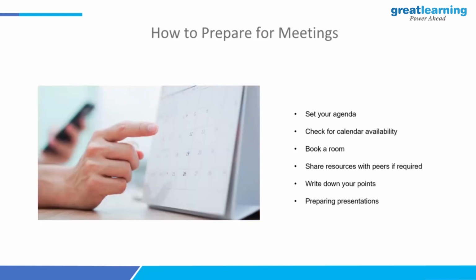Now let's get down to preparing for meetings. How do we prepare for meetings? You should always start by setting your agenda. Clearly define your meeting objective. Next, you should check for the calendar availability. Browse through your team's calendar and book them in advance. Book a room. Book a meeting room, especially required if you need to have a confidential meeting. Share resources with peers if required. Mail the reports and data that your team needs to look into before coming for the meeting.